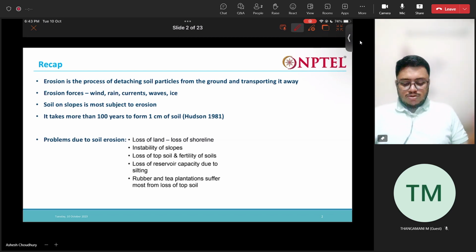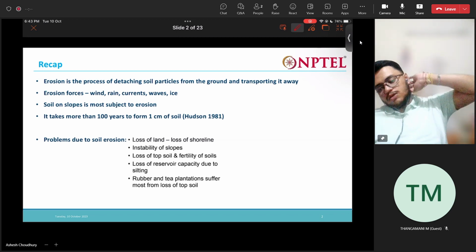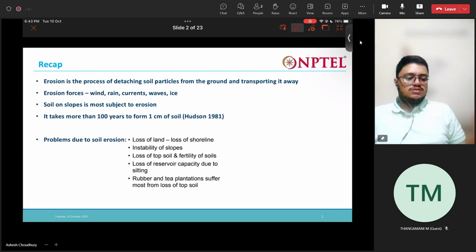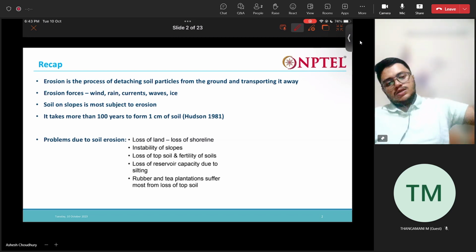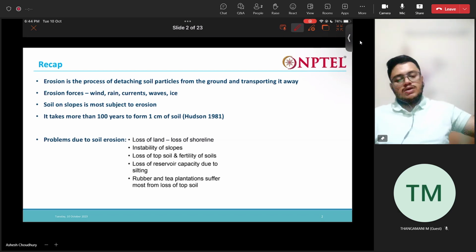So problems due to soil erosion: loss of land, loss of the shoreline. Okay, loss of shoreline. So what happens? Say, due to cyclones, what can happen? Due to cyclones or the action of sea waves, the shoreline gets reduced. Okay, the water actually takes the shore away with it, and the shoreline gets receded.